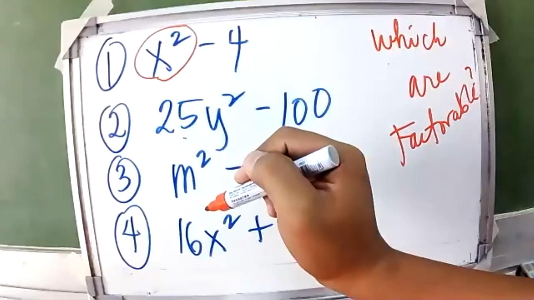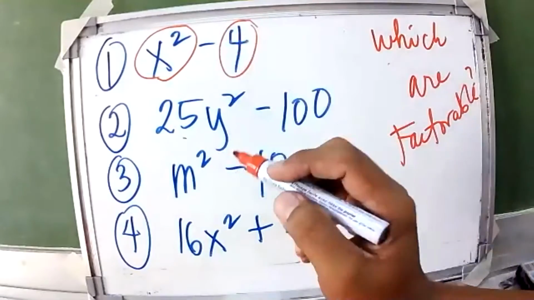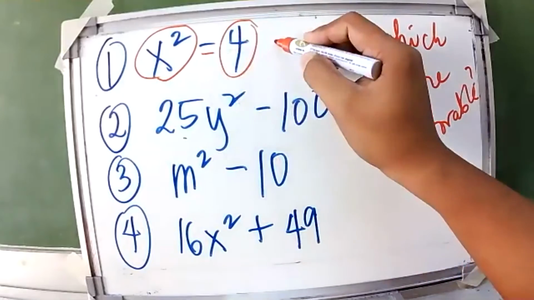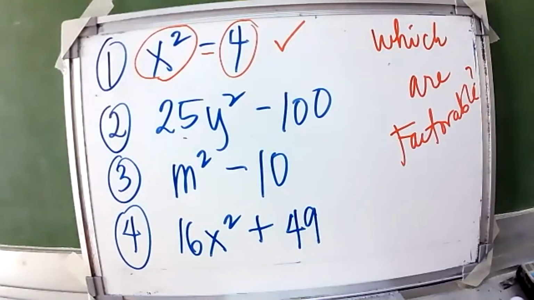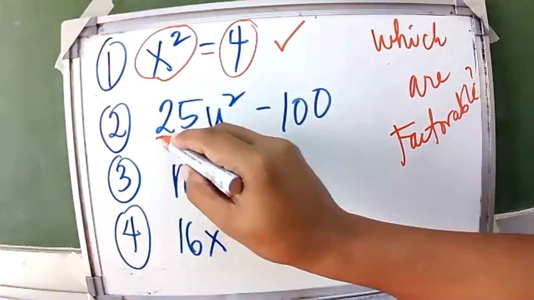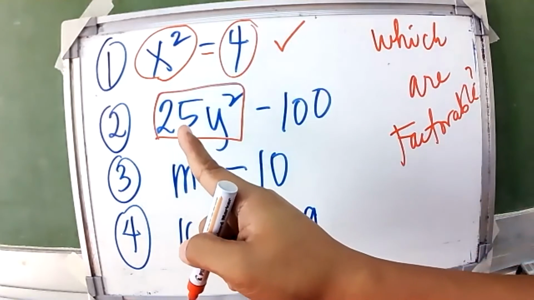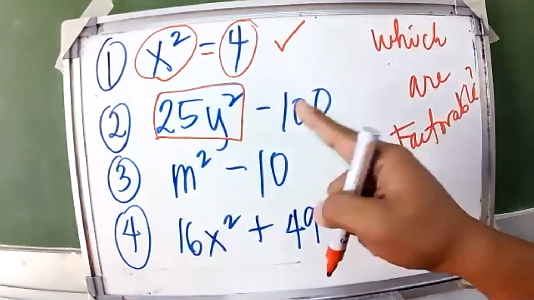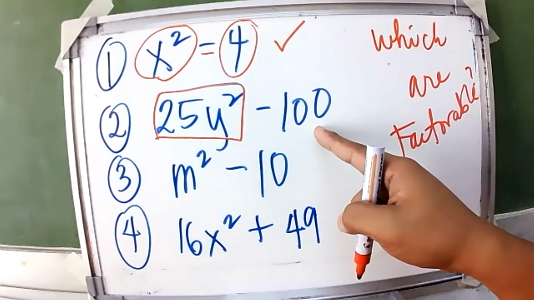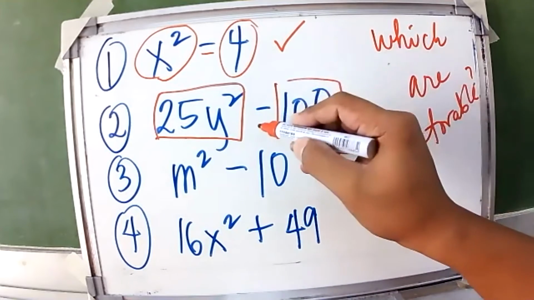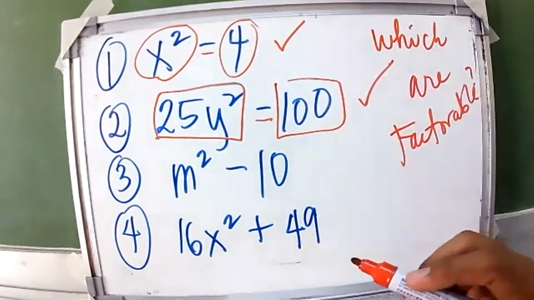Perfect square. Perfect square. Minus. Factorable si number 1. Very good. Number 2. Perfect square. Pag sa akin perfect square, meron siyang square root, 25y squared. And then ito naman, minus 100, the square root of 100, it's 10. And then it's minus. Check.